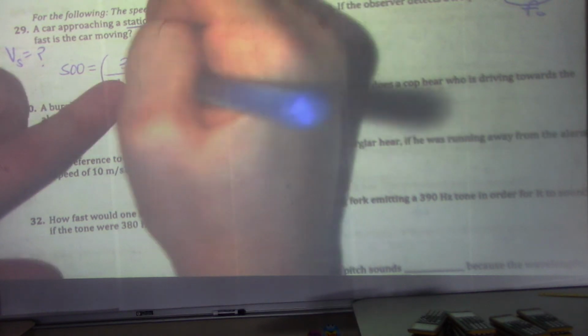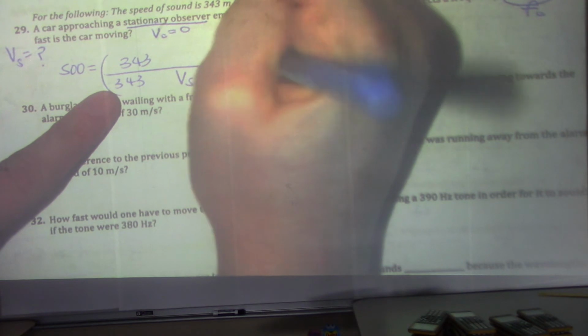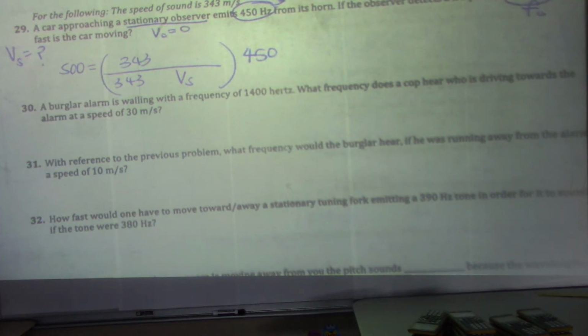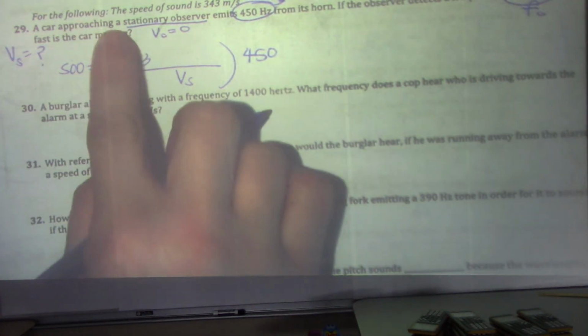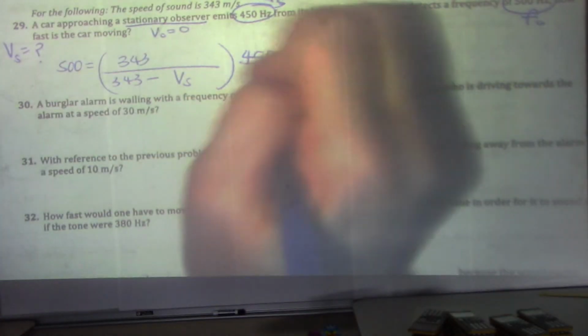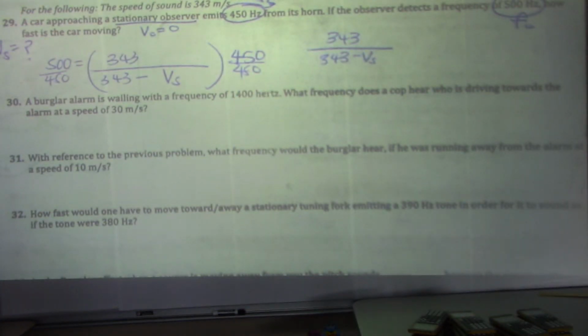So I'm going to plug in f_o equals 343 over 343 minus V_s. V_o is 0 on the top, so I'm just looking for V_s right here. And then the source frequency is 450. It says approaching, so that is going towards, which is a minus sign right here. Divide the 450 over. So I have 500 over 450 equals 343 over 343 minus V_s, and that's going to give me 1.11.